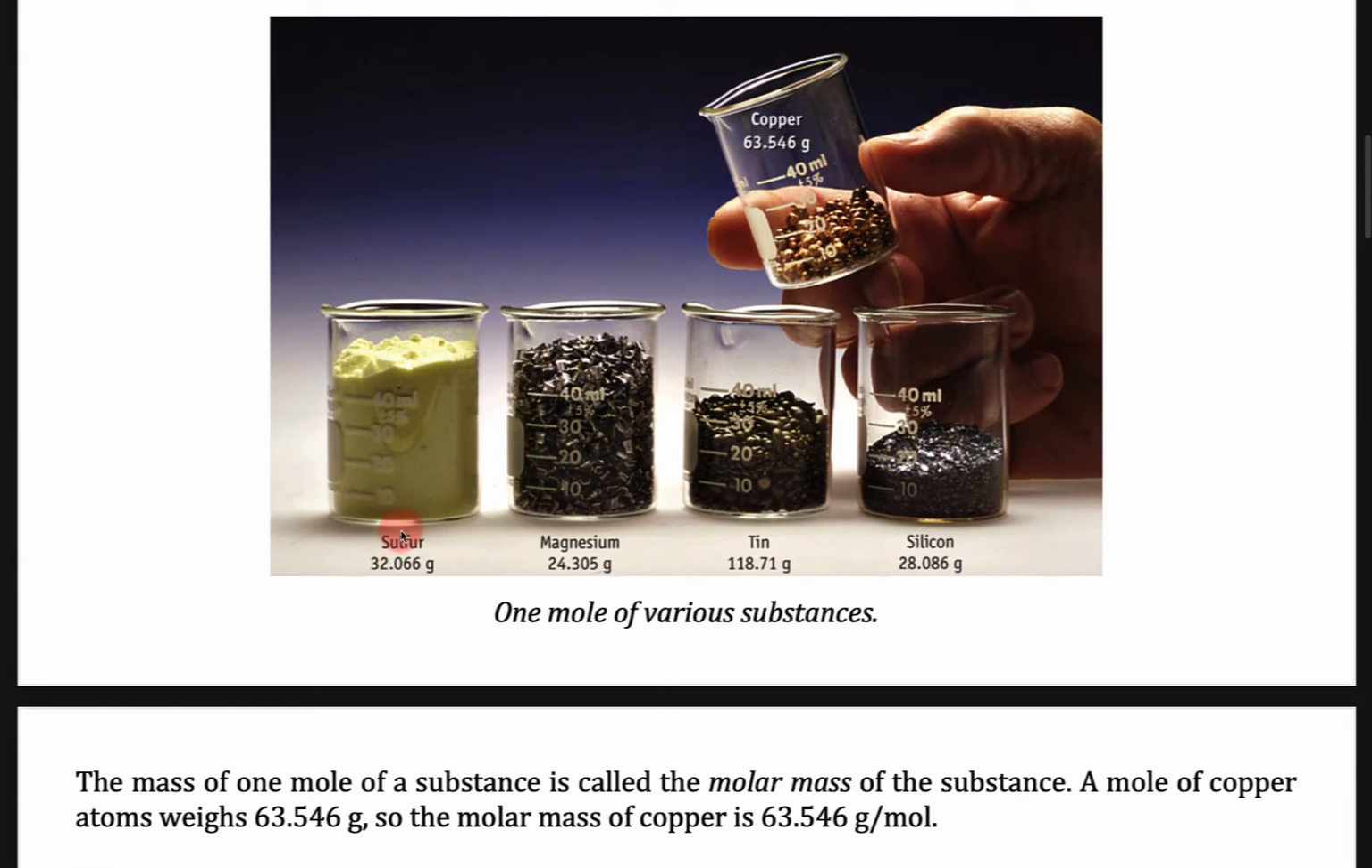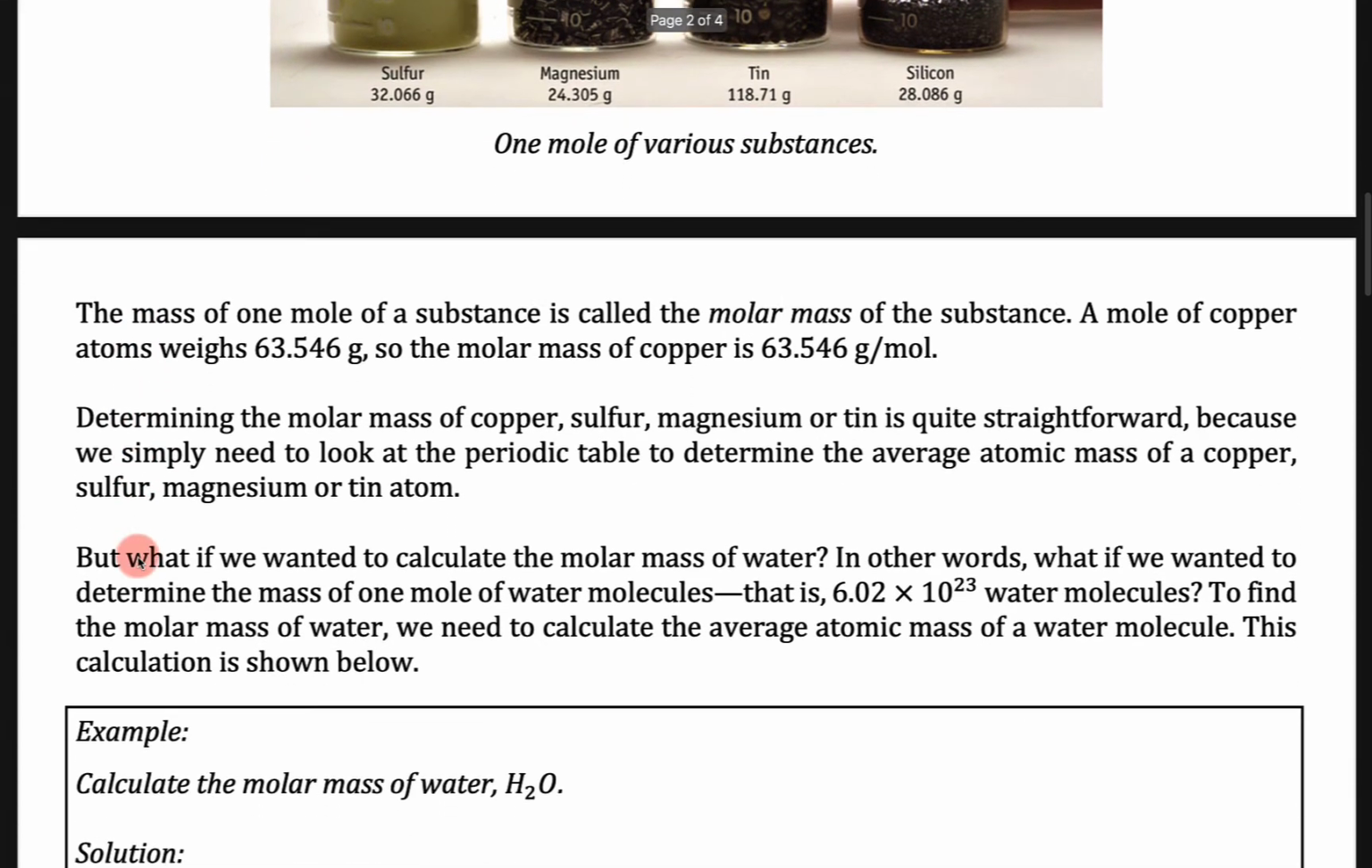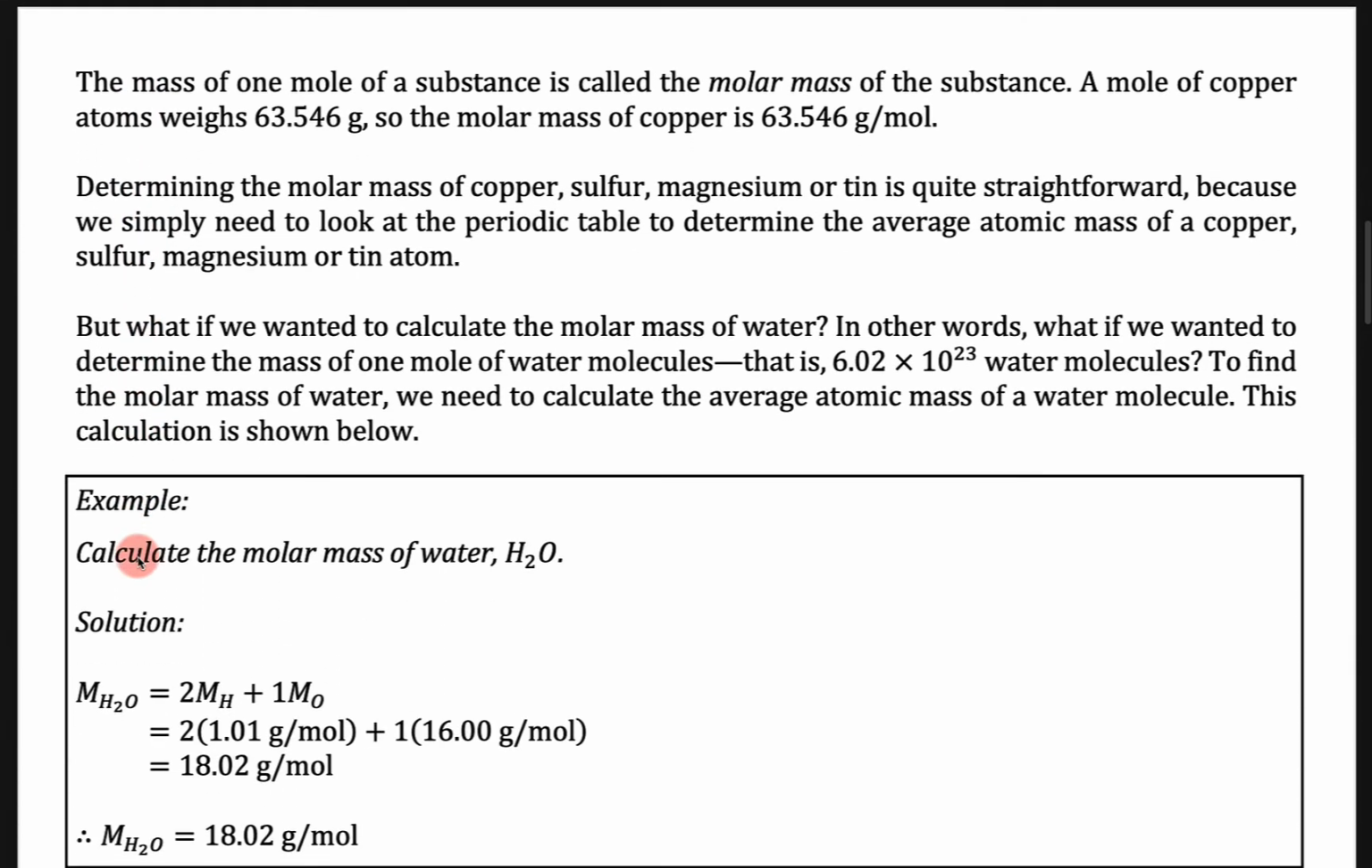For sulfur, the molar mass would be 32.066 grams per mole. Magnesium would be 24.305 grams per mole, and so on. Now, it's very straightforward to determine the molar mass of copper or sulfur or magnesium, because all you need to do is just look at the periodic table, and the periodic table tells you the average atomic mass of copper, sulfur, magnesium, or tin atoms.